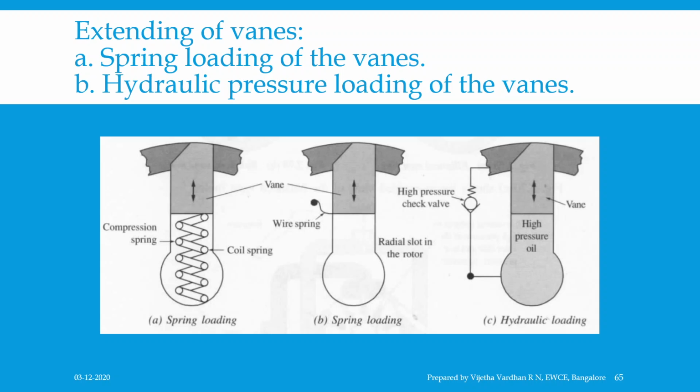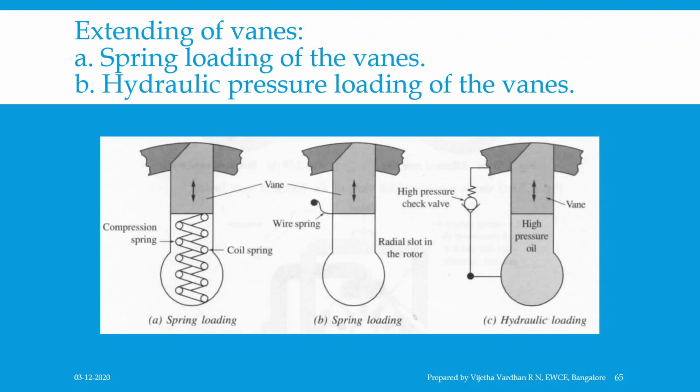Vanes are loaded either by a coil spring in the slot of the rotor or by using a small wire spring, as shown in figures A and B. The spring housed inside the rotor slot is preset to the required tension so that the vane is always pushed out of the slot continuously and creates a positive seal between the camring and the vane tip for all positions of the rotor. Similarly, in the case of a wire spring, you can see in figure B, a small wire attached to the vane is fixed to a post. This spring moves along with the vane as it moves in and out of the slot in the rotor.